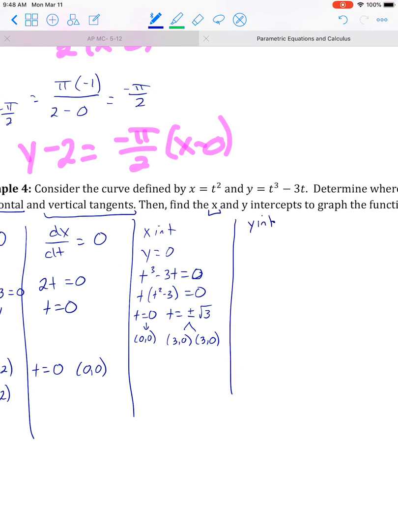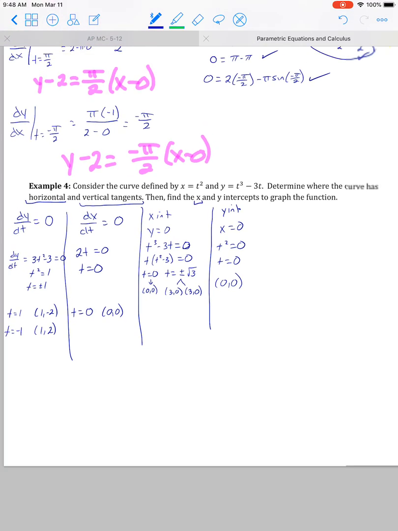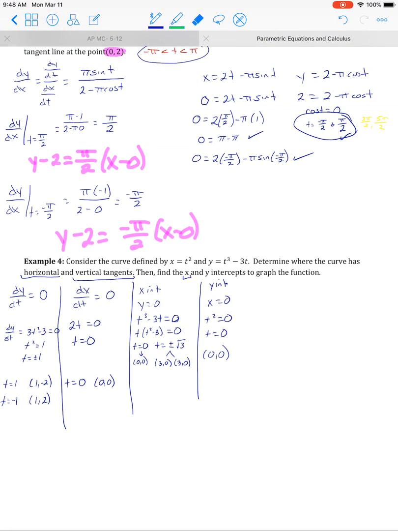Last thing is my y-intercepts. Likewise, if I'm on the y-axis, my x value has to be 0. So how do I find the y-intercept? You set x equal to 0. So I got t squared equals 0. Once again, t equals 0 gives me an ordered pair of (0, 0). So if I were to go sketch this now, I've got a lot of different characteristics that I've defined.